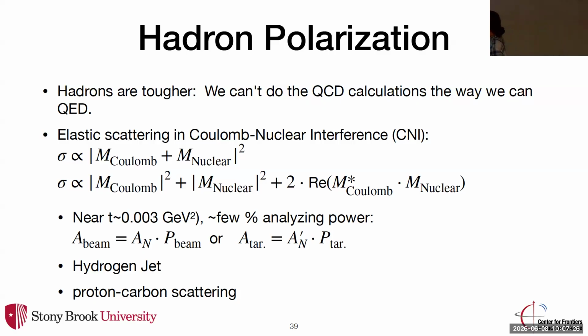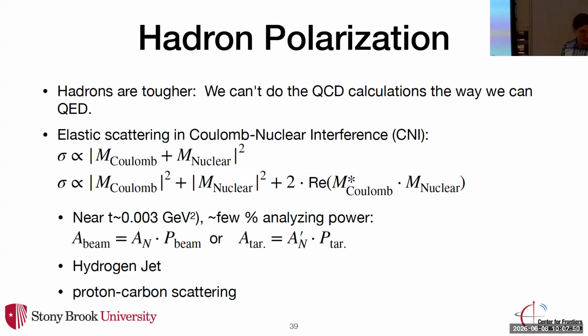But we can work in the Coulomb nuclear interference region, and the advantage here is it's mixing Coulomb, which we can understand, and nuclear, which we are going to have a hard time with, in a place where we can calculate it. And we're going to get an interference term that has a spin flip. And we get a little bit of analyzing power, like 4%. So if you have a 100% polarized beam, you'll see a 4% asymmetry.